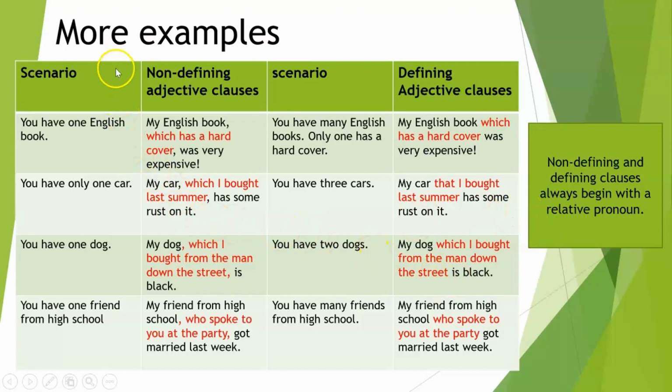Here we have some scenarios where we can use non-defining adjective clauses if we want to. And here we are going to look at some scenarios where we have to use defining adjective clauses. One thing to keep in mind is that non-defining and defining clauses always begin with a relative pronoun: who, which, that. These are all what we call relative pronouns, and they are going to begin each of the clauses. So let's take a look at some examples.